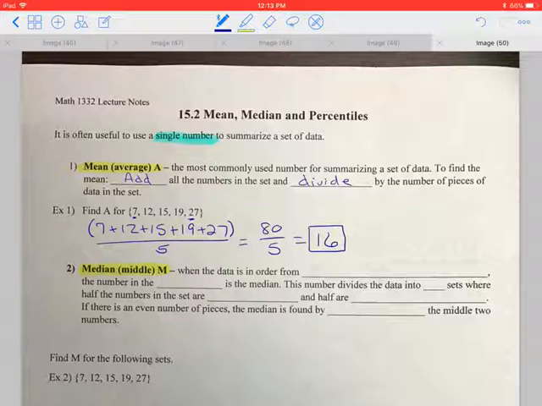So when you're looking at the middle, it doesn't do any good unless your data is in some kind of order. So we're always going to arrange from smallest to largest. And then we're going to take the number in the middle. All right, so this number divides the data into 2 sets where half the numbers are less than m, so we're using m for median, and the other half are greater than m.